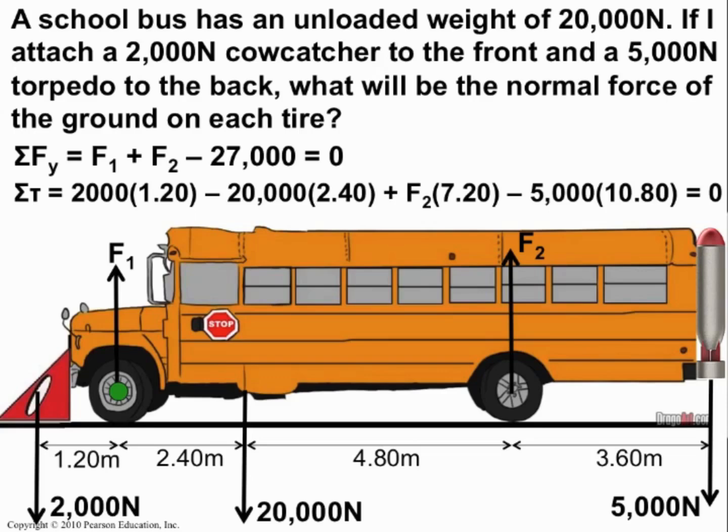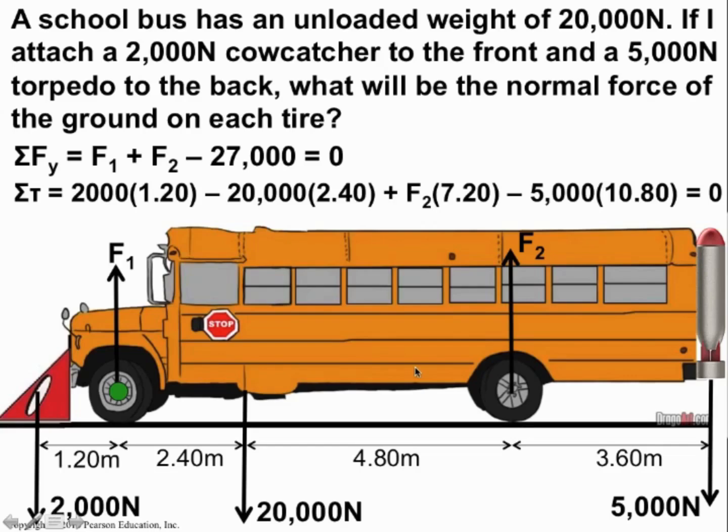Now we are looking at the torque of the bus's unloaded weight. That is a downward vector of 20,000 newtons. Its distance from the axis of rotation is 2.40 meters. And it's negative because that downward force at this distance from the axis of rotation is trying to create, as you can see in this portion that I'm circling with the mouse arrow, a clockwise rotation. And therefore I use negative 20,000 times 2.40.